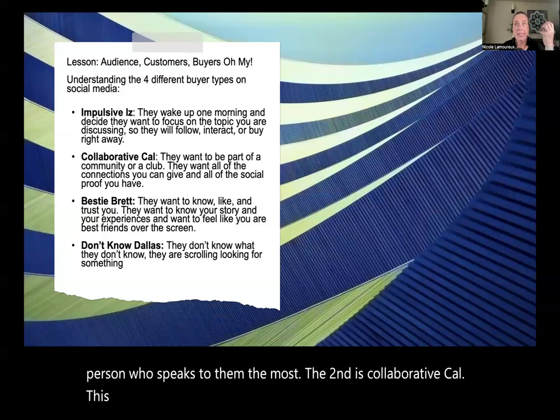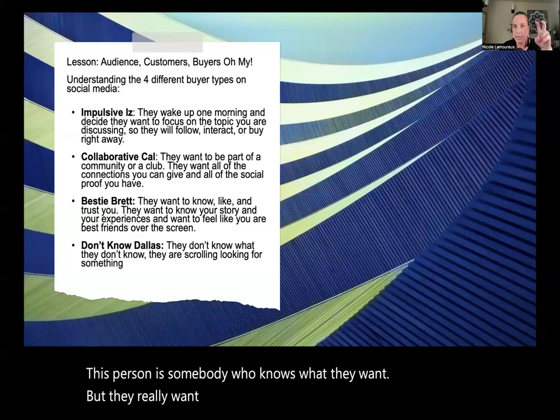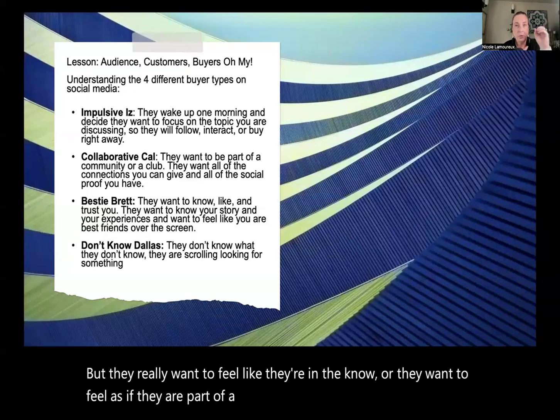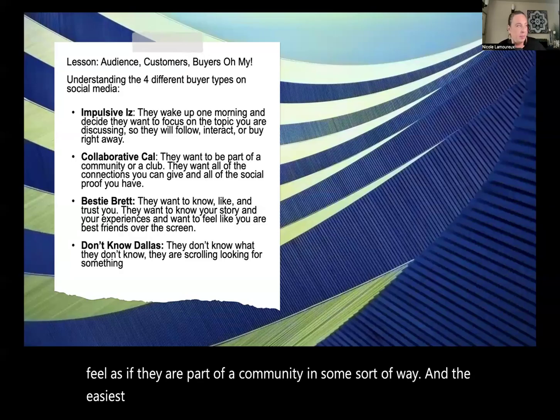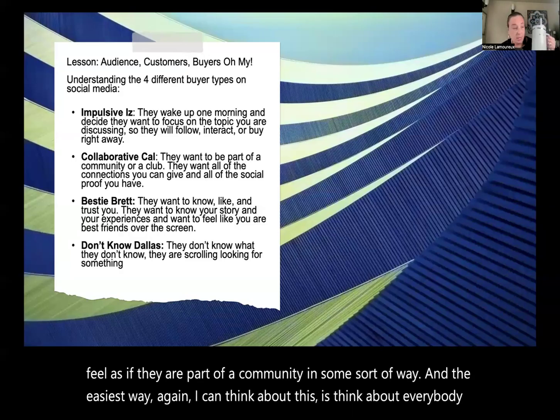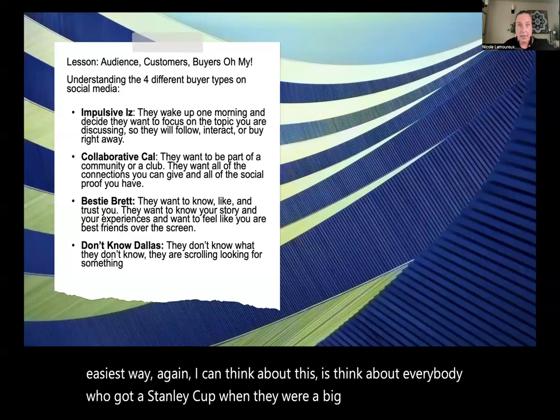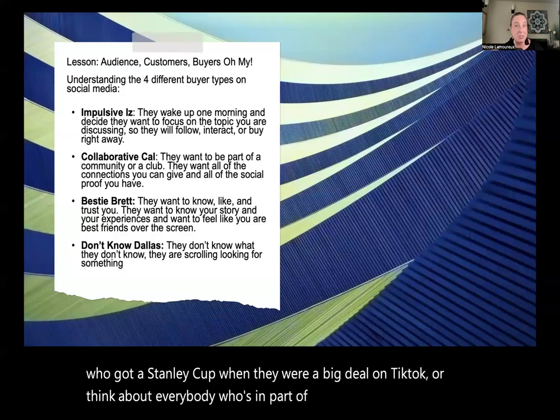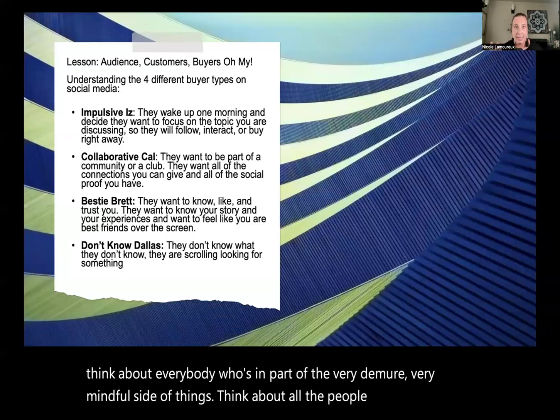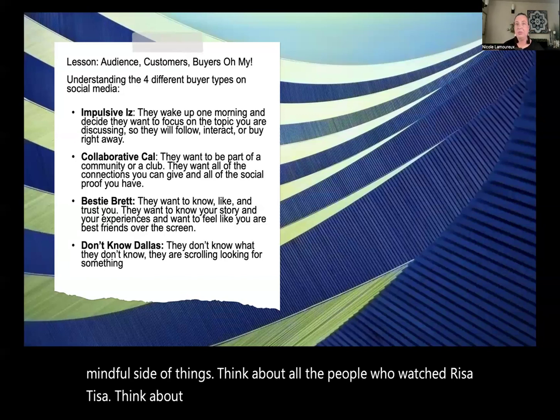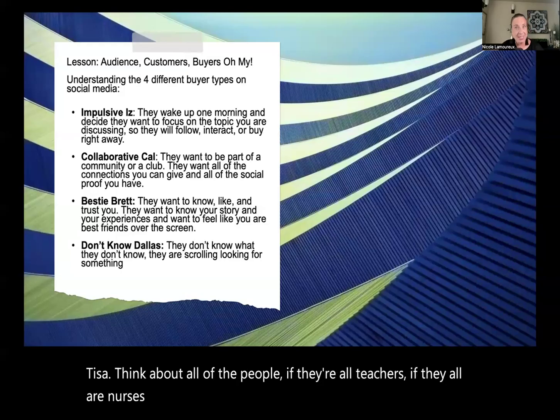The second is Collaborative Cal. This person is somebody who knows what they want, but they really want to feel like they're in the know, or they want to feel as if they are part of a community in some sort of way. And the easiest way, again, I can think about this is think about everybody who got a Stanley Cup when they were a big deal on TikTok, or think about everybody who's part of the very demure, very mindful side of things. Think about all the people who watched Reesa Teesa. Think about all of the people, if they're all teachers, if they all are nurses. Think about it like that.